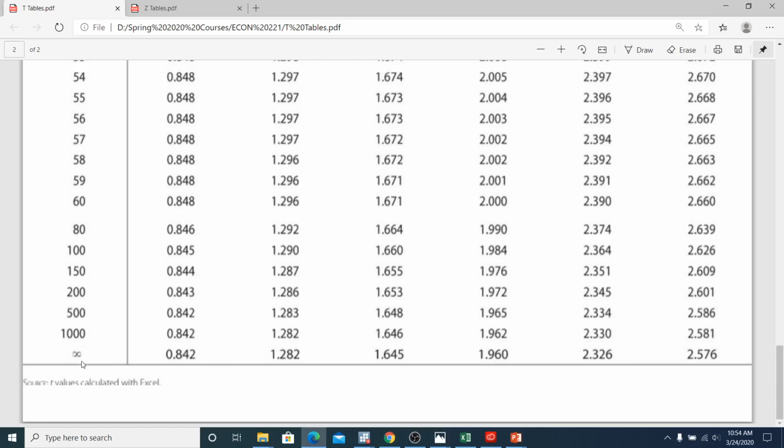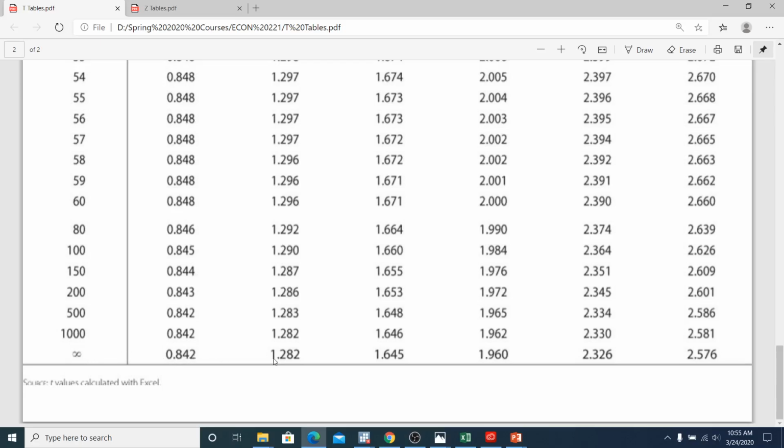If we do that, that's this last row. Instead of using the standard normal table to find these critical values, we could just use the last row of the student t distribution, because if we ever had degrees of freedom of infinity, the student t distribution we'd be using would be exactly equal to the standard normal.